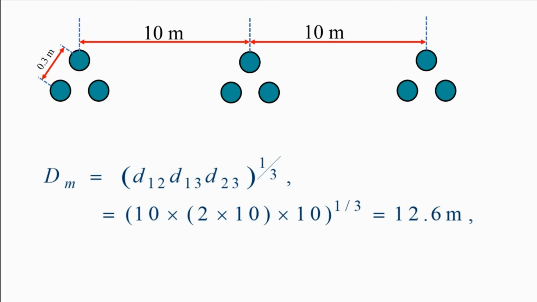And between each of the adjacent conductors the spacing is 10 meters. So if you multiply these to a power of 1 over 3, we get 12.6 meters. This 12.6 meters is basically DM or GMD, the geometrical mean distance.